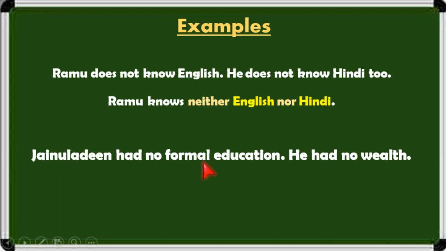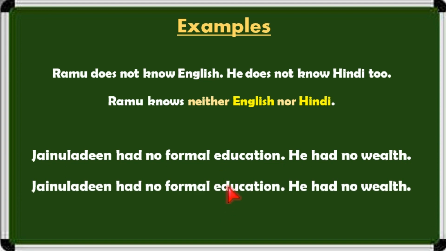Jainulabdin had no formal education. He had no wealth. How can combine these 2 sentences? First of all, remove negative sense of words. As you know, no. Okay. Then identify different words from these 2 sentences. So Jainulabdin had formal education, he had wealth. So Jainulabdin, he had, both are same but different words here, formal education and wealth.